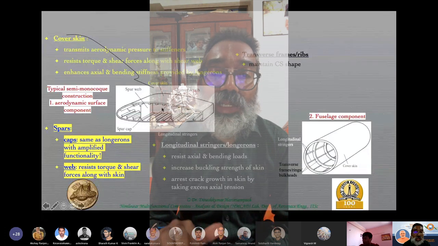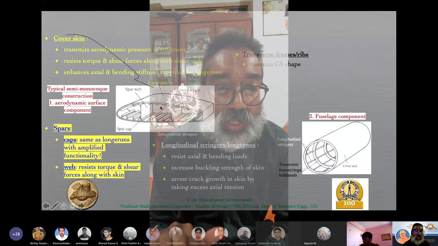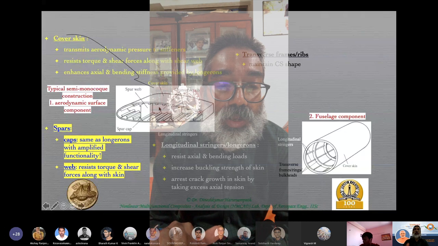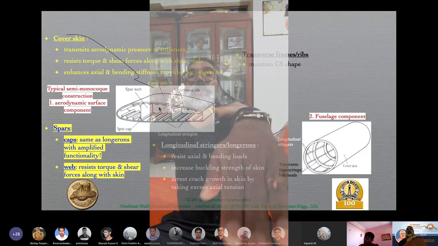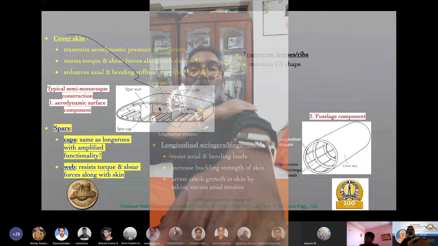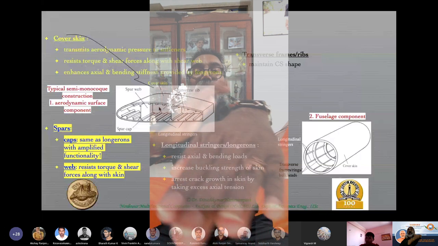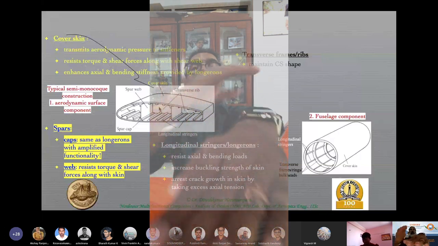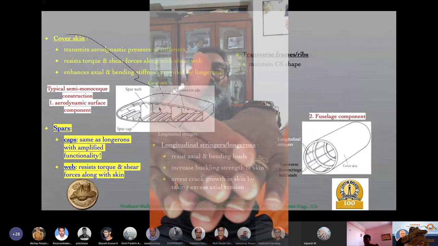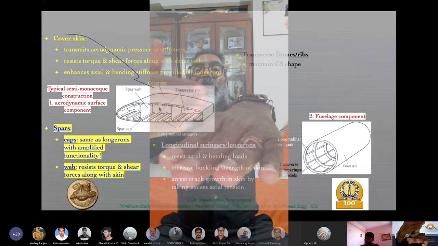Now, these are transverse structures. You see at the back of this, a rib is shown, which is basically perpendicular to the span of the aircraft. So this is the wing. Now, this is the span of the wing. This is my body, the fuselage, let's say. This is the entire wing. This is the wing root. This is the wing tip, right?